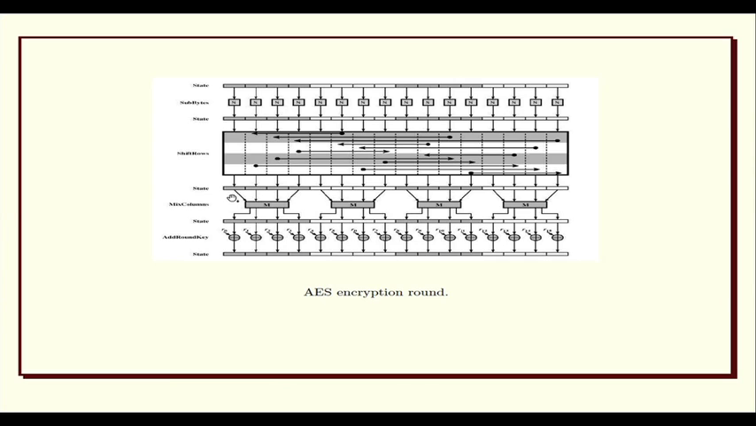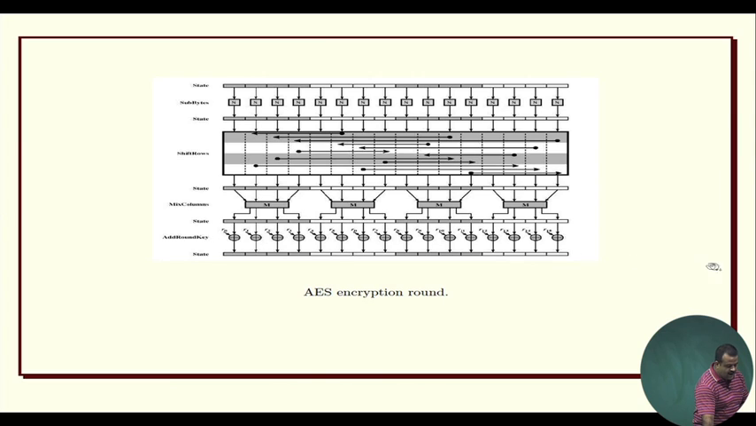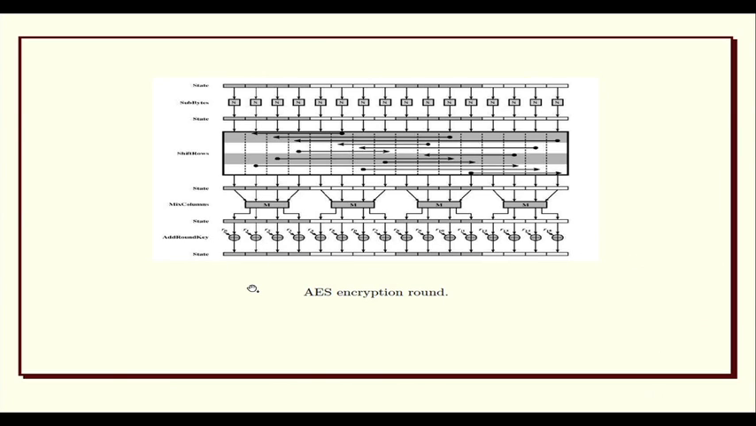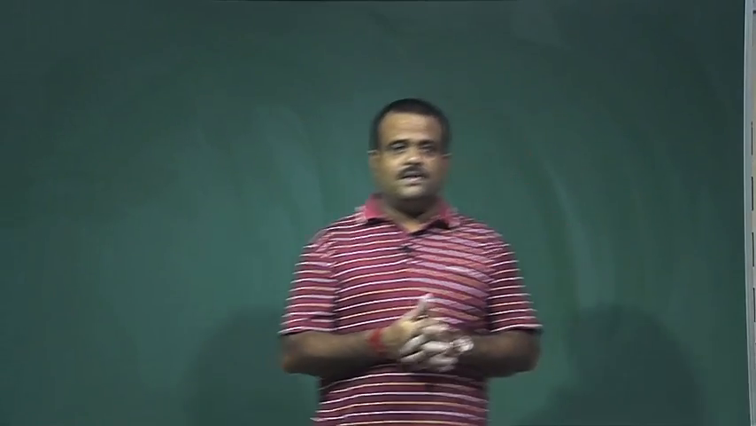So, we are just taking columns and multiplying by the matrix we have, and then we add the round key. So, this is again the state we are getting. There are many operations involved, and that makes AES secure. Okay. Thank you.